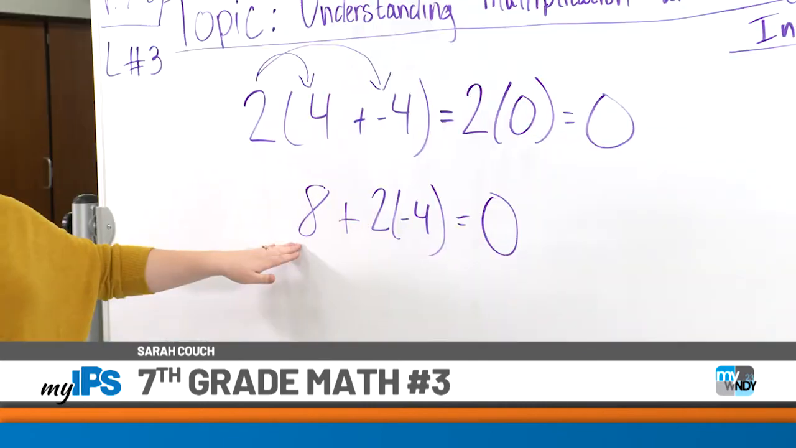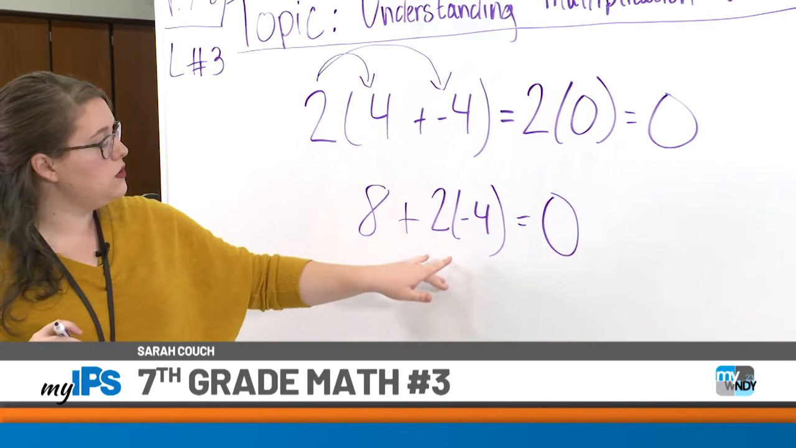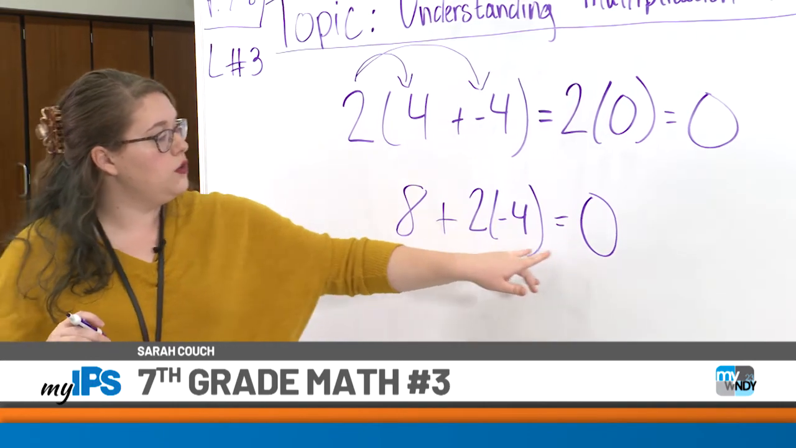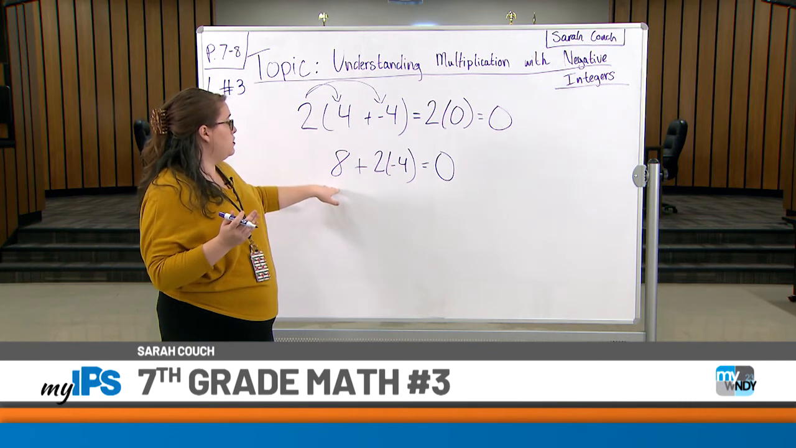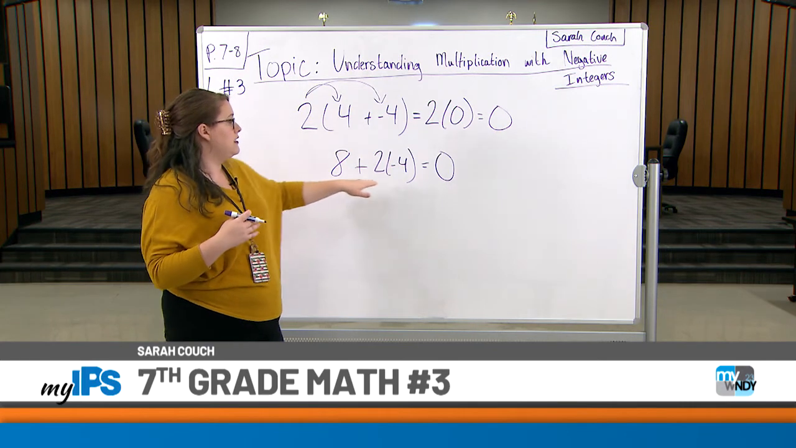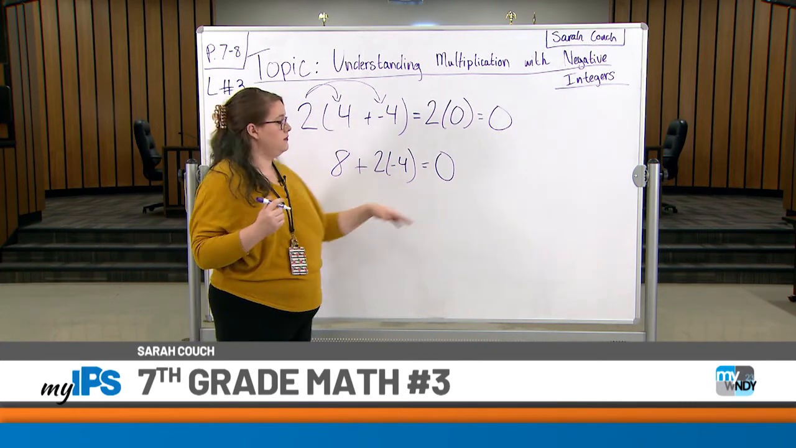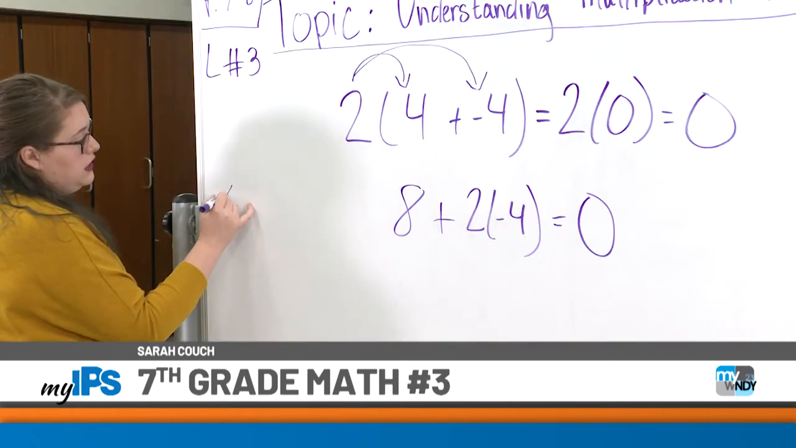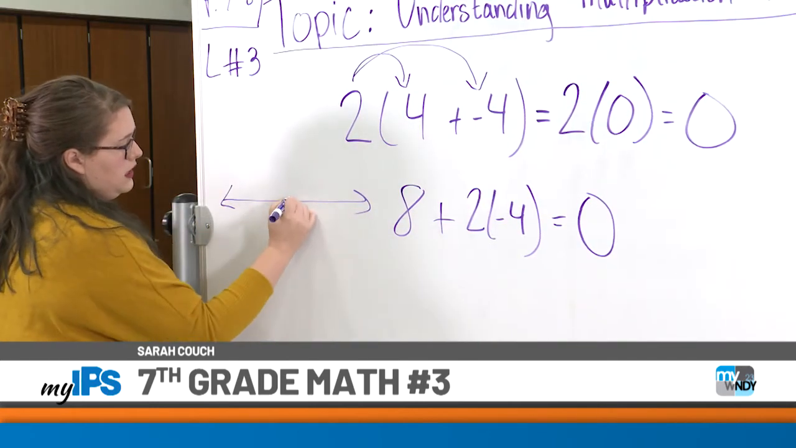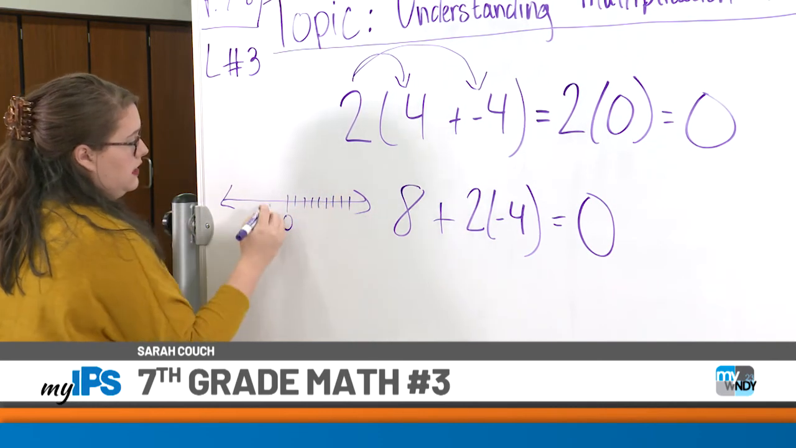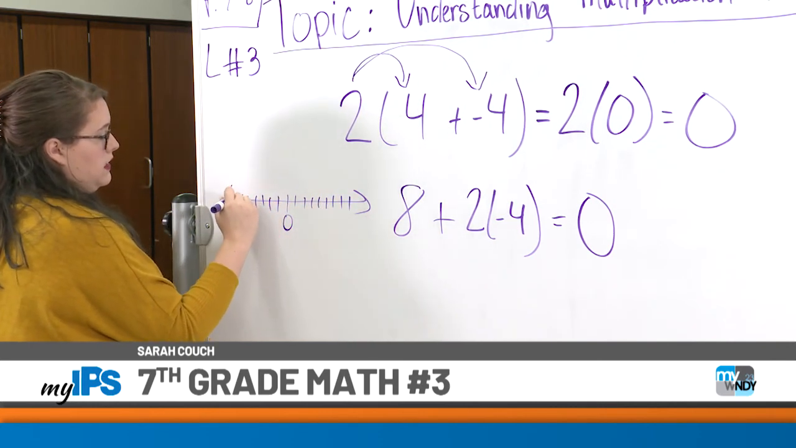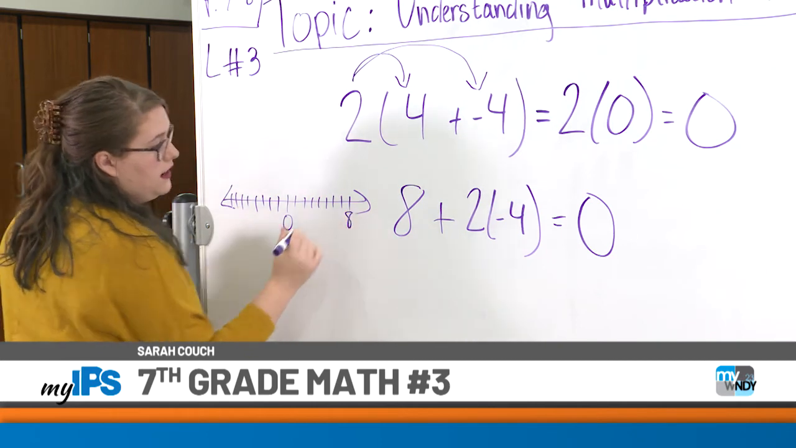So we know that this positive 8, we need to add it to some sort of number here in order to equal 0. Well, how much do we need to add to 8 to get to 0, right? So if we need to, we can use a number line real quick. 1, 2, 3, 4, 5, 6, 7, 8. All right, so we have 8 here, right?